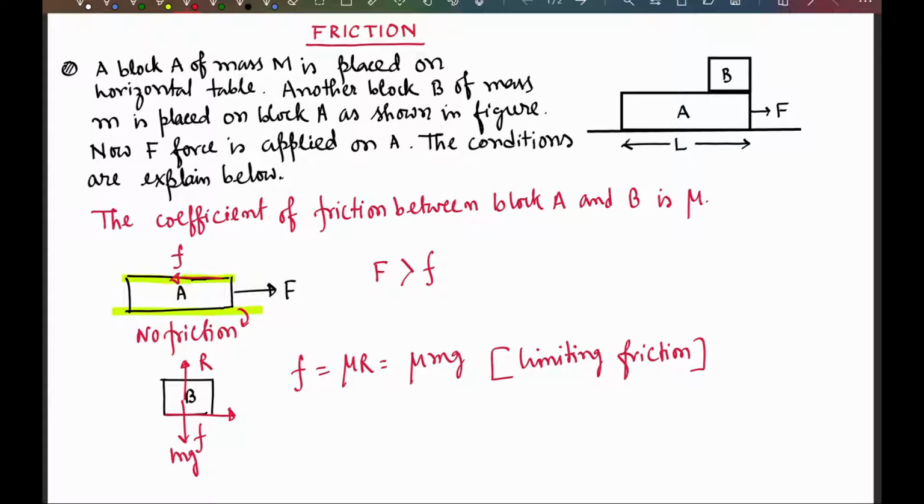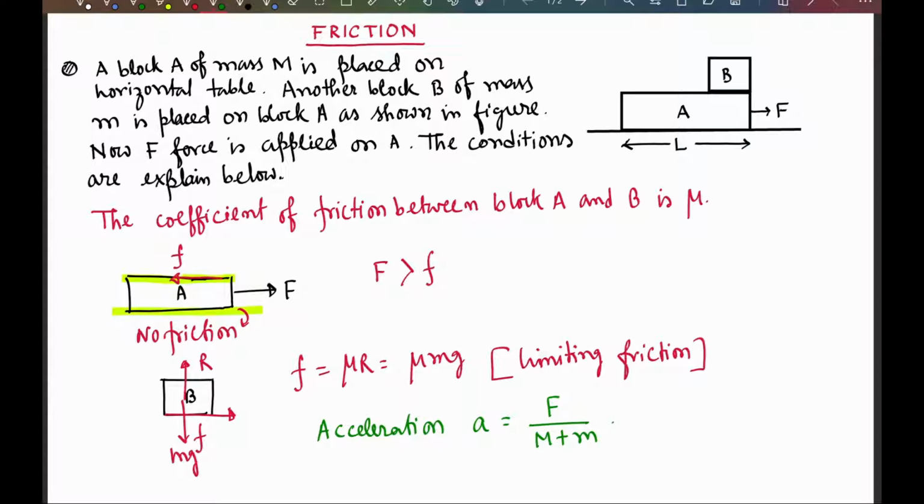Now, if we consider A and B as a system, then the frictional forces acting here are internal forces, and only the external force is applied on the system. And this system is placed on a table which is frictionless here. Therefore, the acceleration of the system, this is A, is force by total mass of the system.